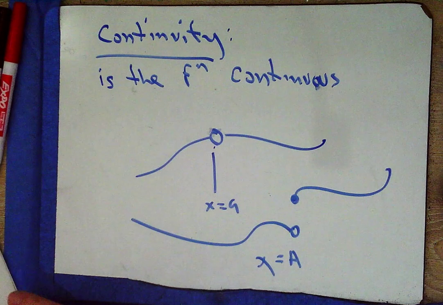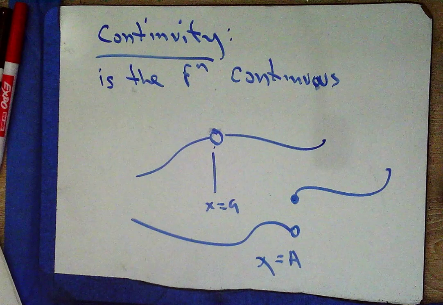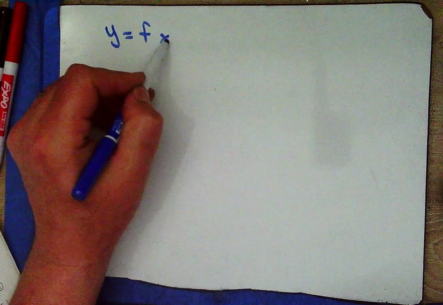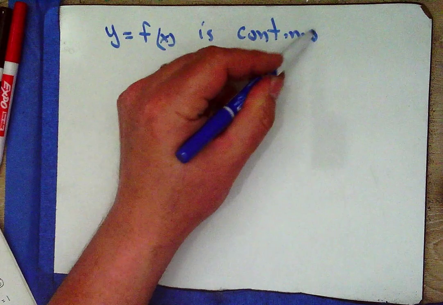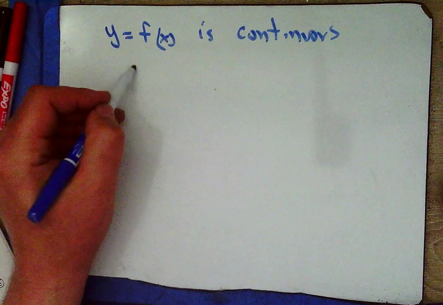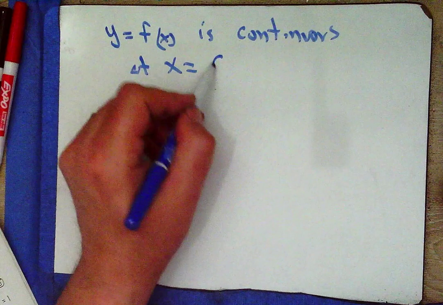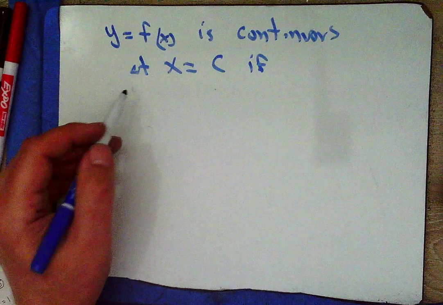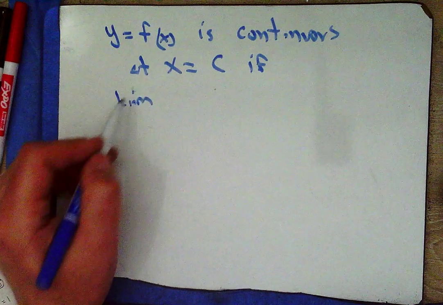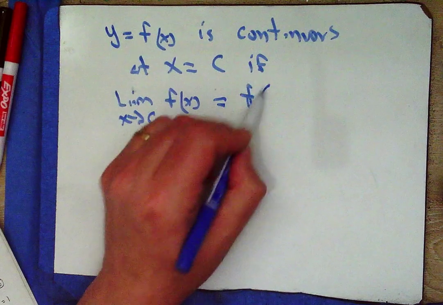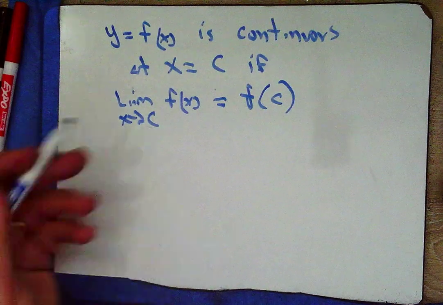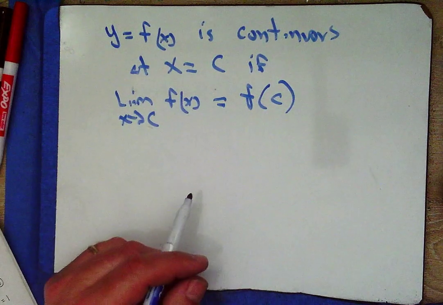We could actually say, and this may be more helpful, y equals f of x is continuous at x equals c if the limit as x approaches c equals f of c. That's actually our definition of being continuous at a point.